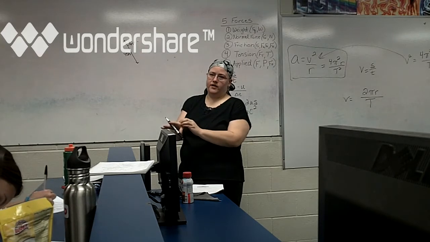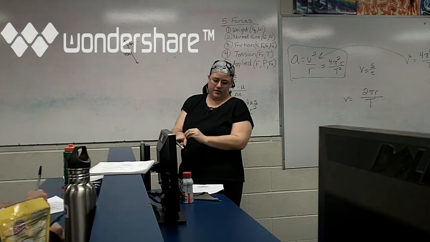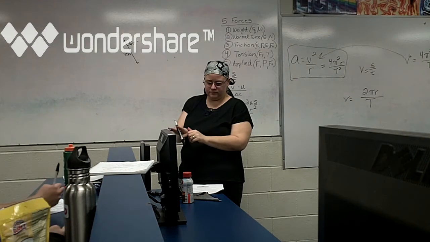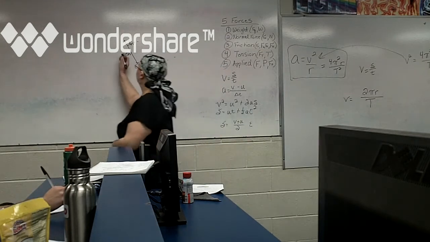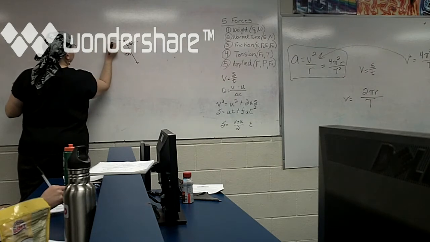So we're just redrawing it from the center. And then F2 is completely horizontal this way.